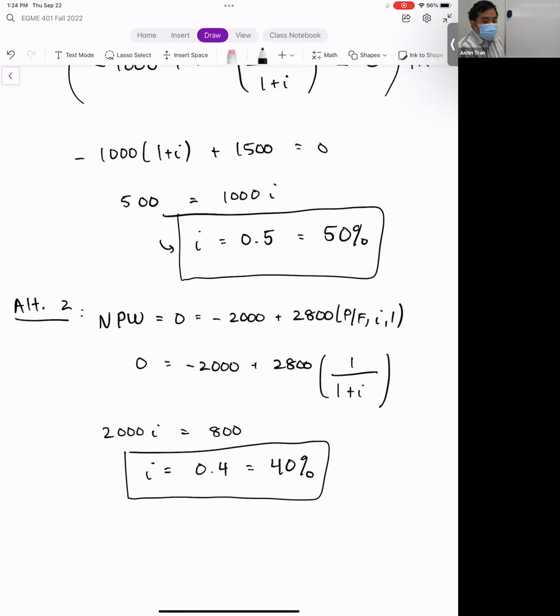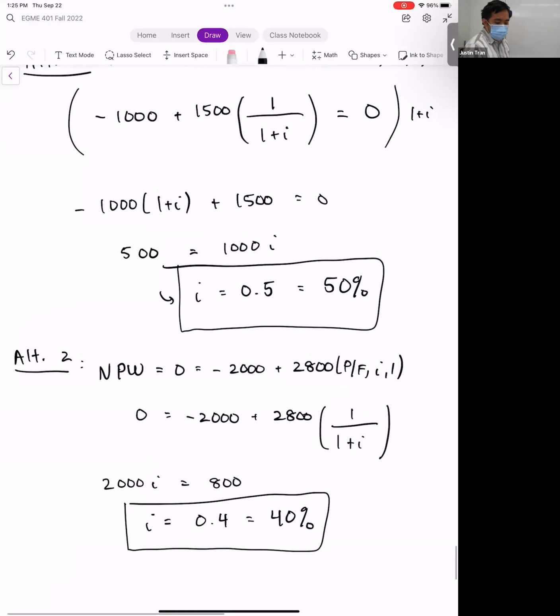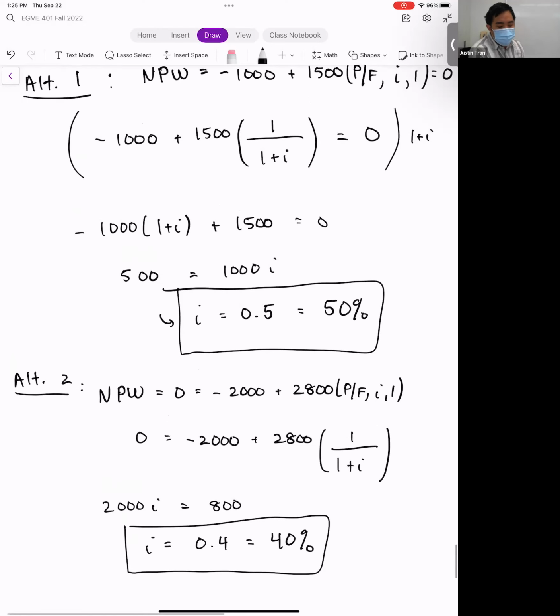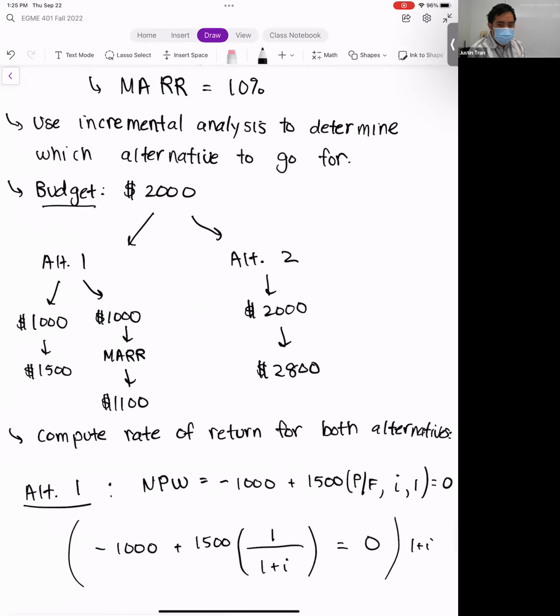And so if we repeat the same thing for alternative 2, we get a rate of return of 40%. All right. And so, here are our answers. Based on the rate of return analysis, it looks like alternative 1 is the better one to do because we get a higher rate of return on alternative 1. But that's inconsistent with what I would call a back of the envelope calculation here.